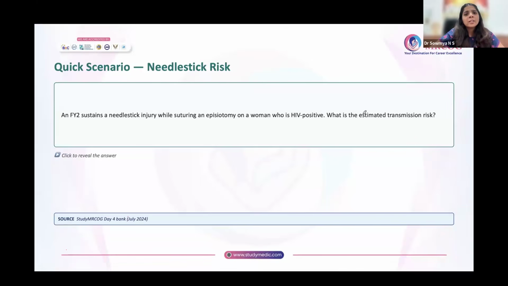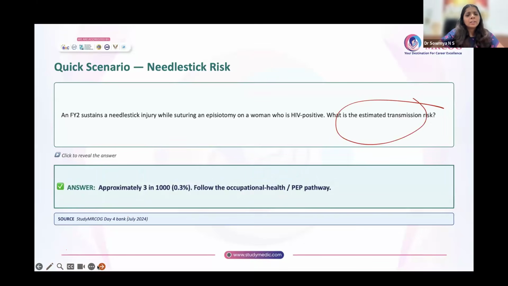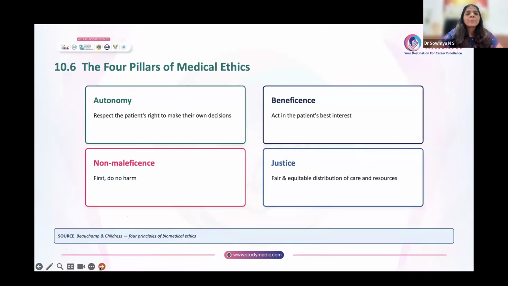This is one of the questions which they asked, I think in July 2024. A doctor sustains a needlestick injury, basically while suturing an episiotomy, with an HIV-positive patient. What is the risk? It's approximately 3 in 1000, or 0.3%. Just because this has come up, I gave it to you.